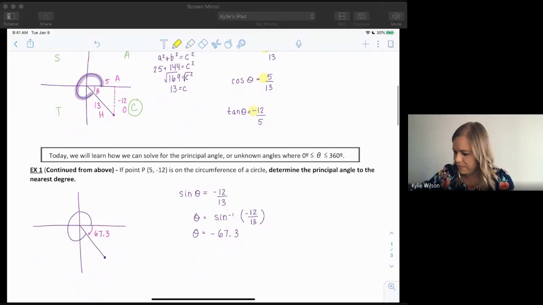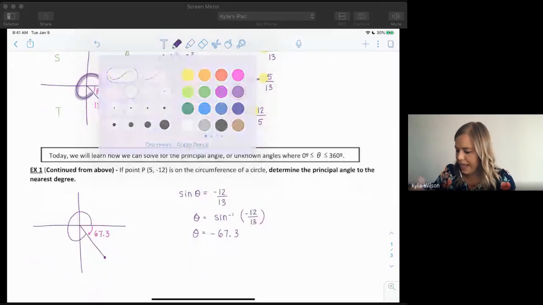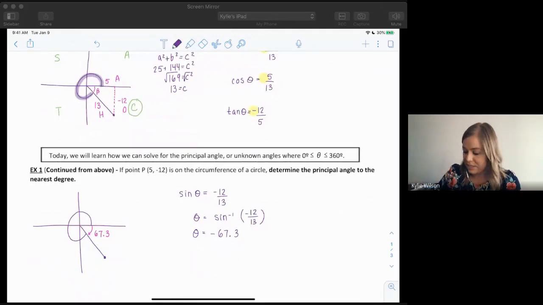Okay. So now I have my related acute angle. So if that is 67.3, how much was it to get from here all the way around? That would be 360 minus that 67.3.